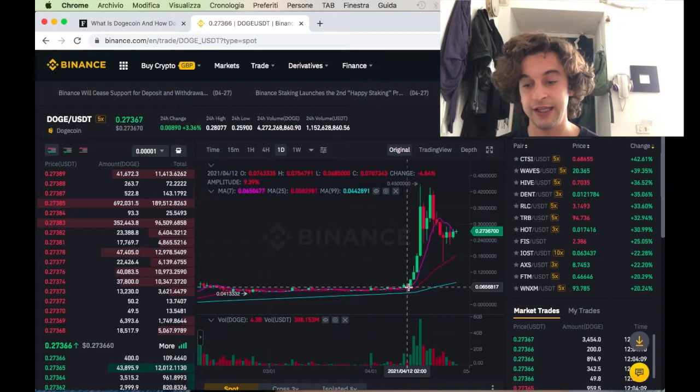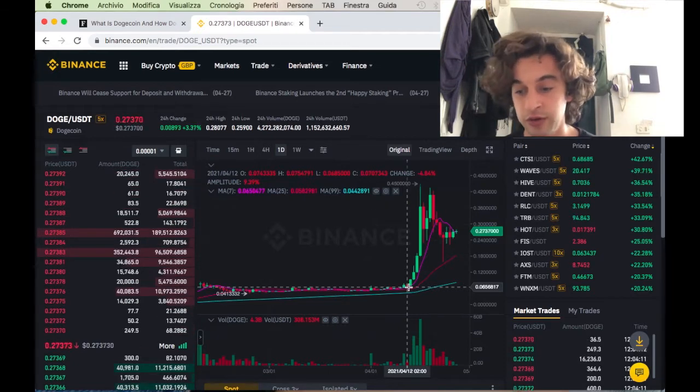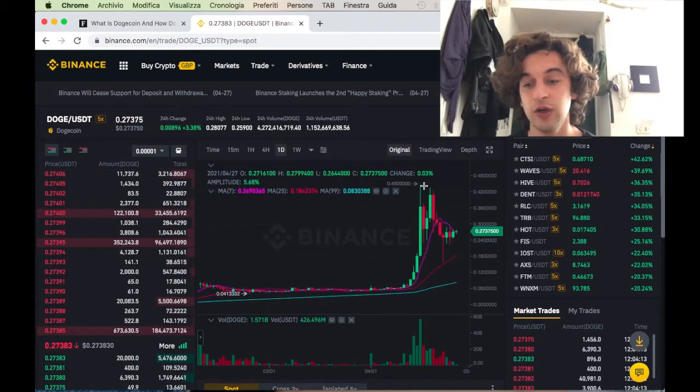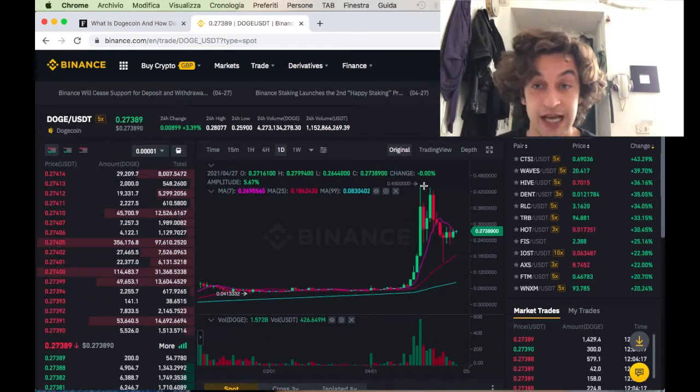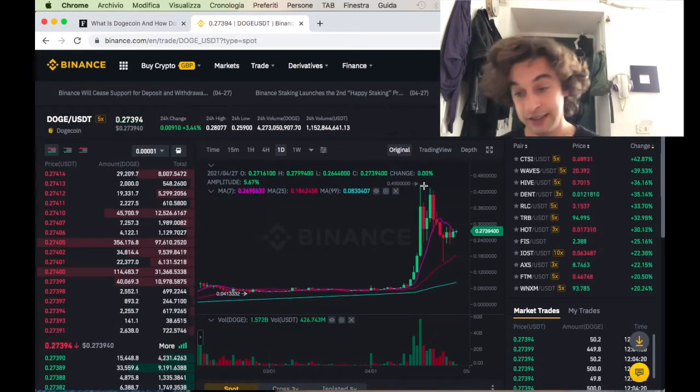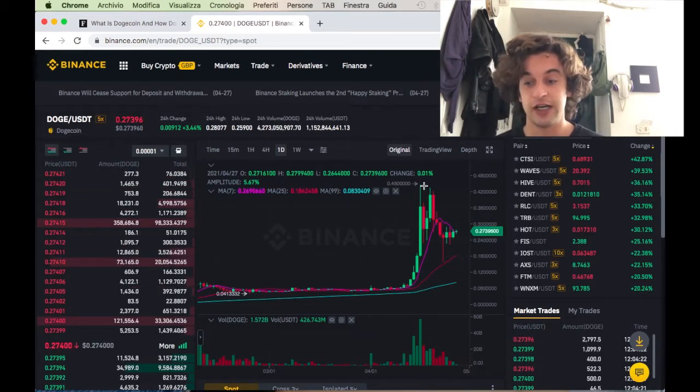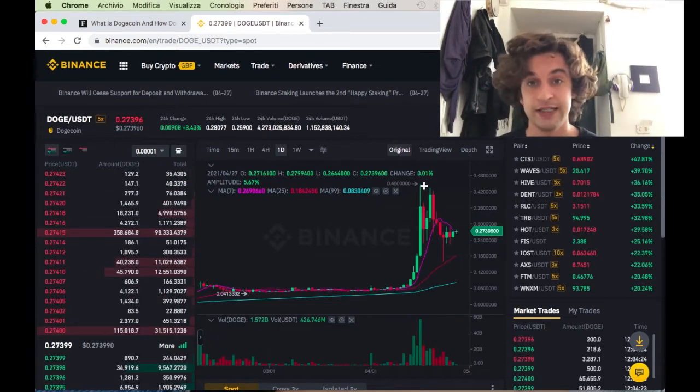We can see on the daily that it has had exponential growth from 6 cents all the way up to the highest, which was 45 cents, which is a lot of money if you did invest in it. But unfortunately now it's at 27 cents.